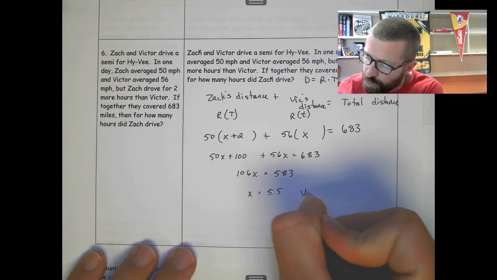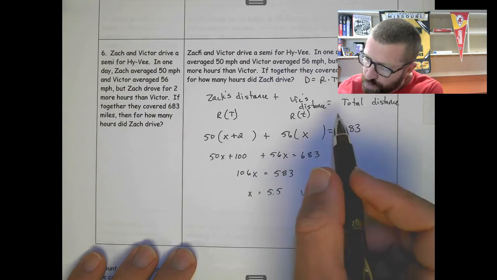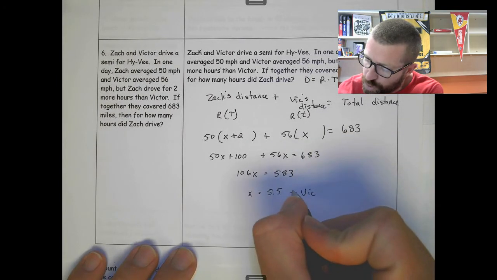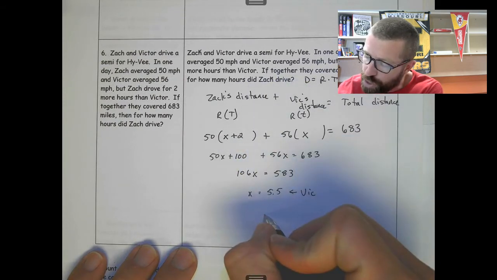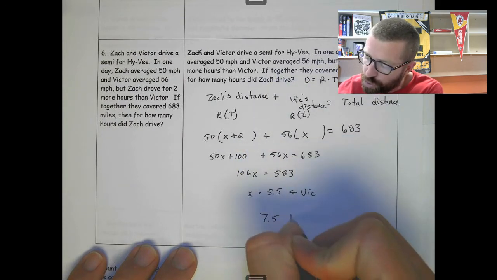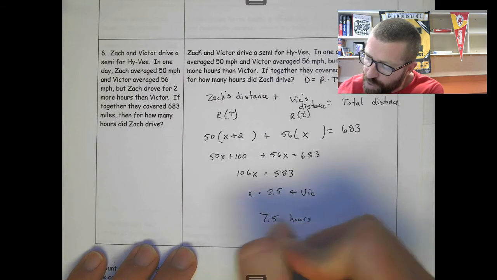So Vic drove 5.5 hours, which we don't actually want to know. We just want to know how many hours Zach drove, but he drove 2 more hours. So Zach drove 7.5 hours.